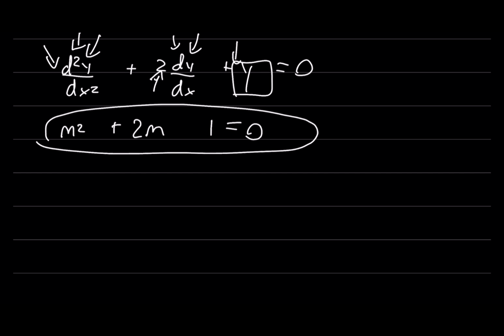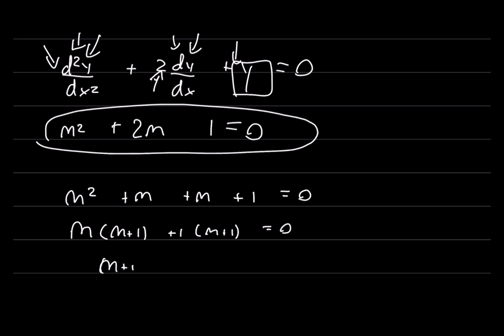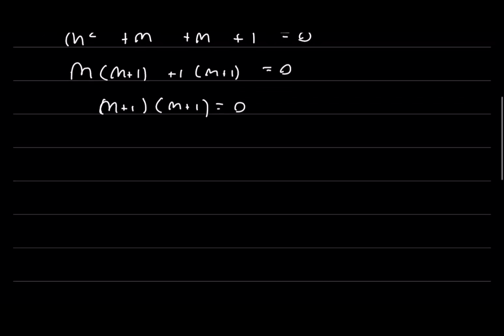So first, let's solve this. If you don't know how to solve a quadratic, you should probably look that over, because it's going to be very important for this topic and all topics in Unit 2. But let's go. Two numbers that multiply to 1 and add to 2, so that's m squared plus 2m plus 1 equals 0. We'll have m plus 1 times m plus 1 equals 0. So what does this mean? It means that we have m plus 1 squared equals 0.